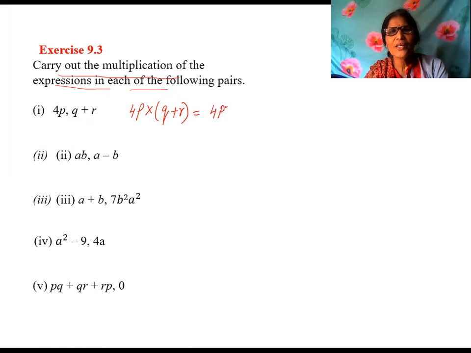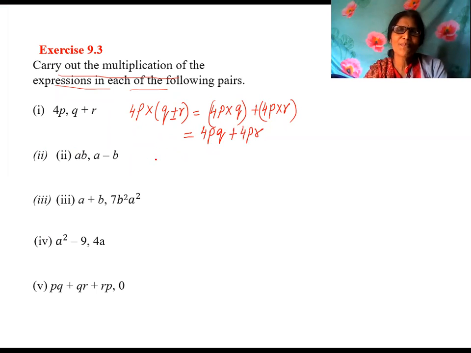So 4p multiplies q, one term. In between there is a positive, so you'll write positive 4p multiplies r. Then the result is 4pq plus 4pr. So this is the answer of this question.